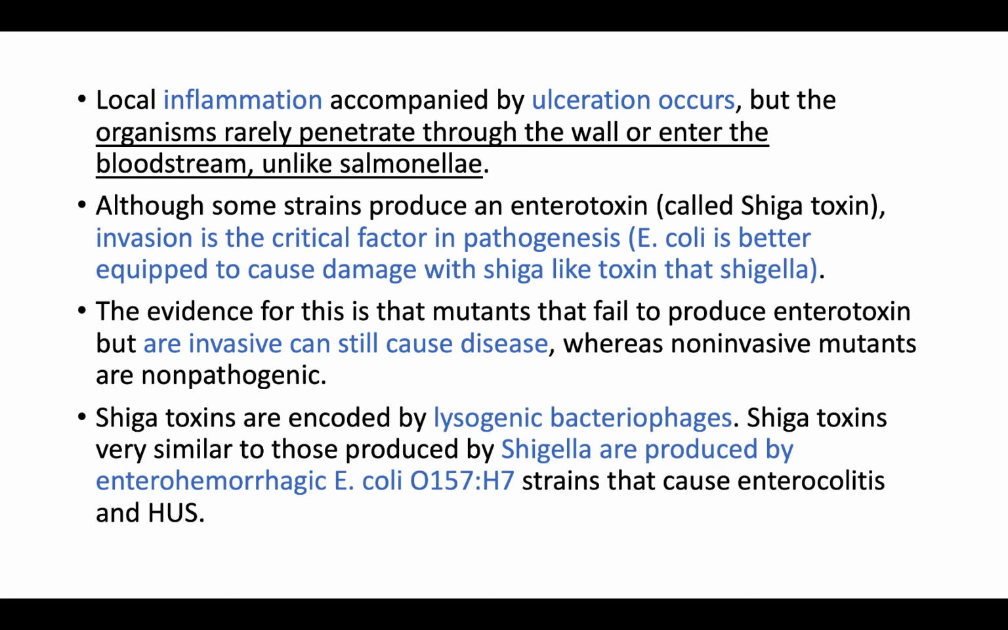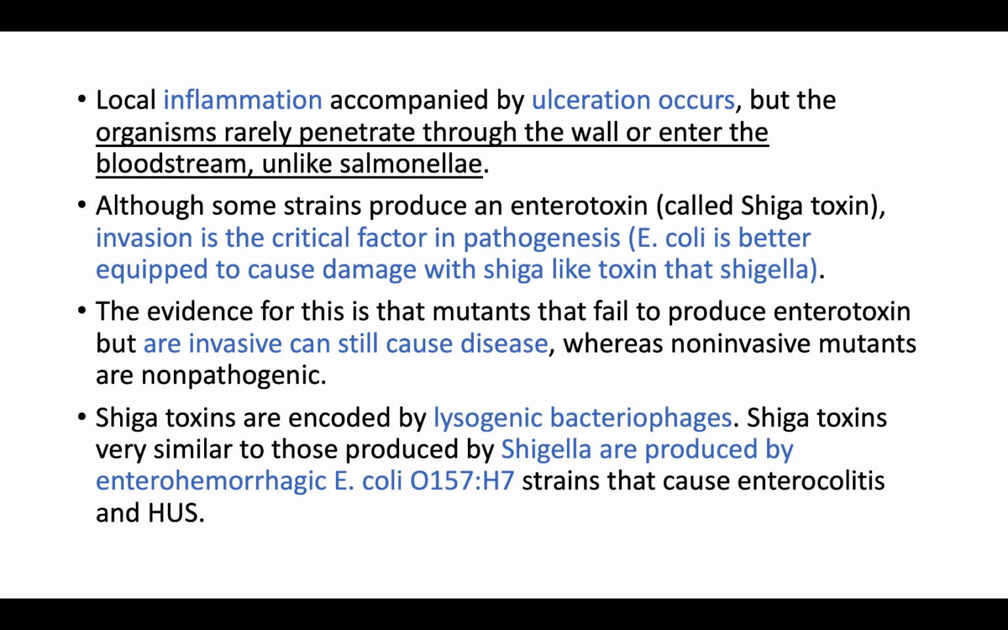So local inflammation accompanied by ulceration occurs, but the organisms rarely penetrate through the wall or enter the bloodstream, unlike Salmonella, so they do not penetrate beyond the mucosa. Although some strains produce enterotoxin, the Shiga toxin as we said, the invasion is the critical factor in pathogenesis, whereas E. coli is better equipped to use and damage the body with the Shiga toxin than Shigella. Even though E. coli acquires the Shiga toxin, it uses it better than Shigella. Shigella doesn't really utilize this toxin. The evidence of this is that mutants that fail to produce enterotoxin but are invasive can still cause disease.